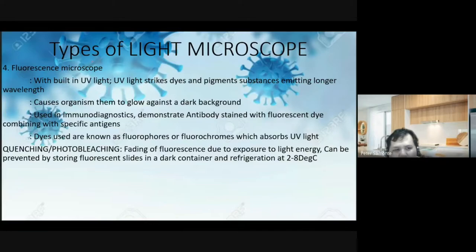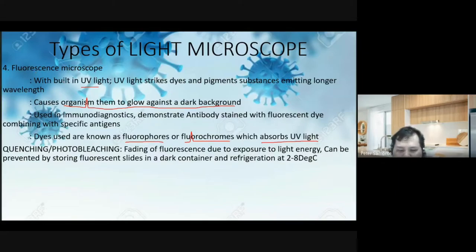And another one would be your fluorescence microscope. Now, your fluorescence microscope, class, instead of a normal light source, would be using ultraviolet light. Your ultraviolet light, class, would strike dyes and pigments. These dyes and pigments, class, would emit longer wavelengths. These dyes and pigments, class, are known as your fluorophores or fluorochromes, which absorb UV light. It causes your organism to glow against a dark background.